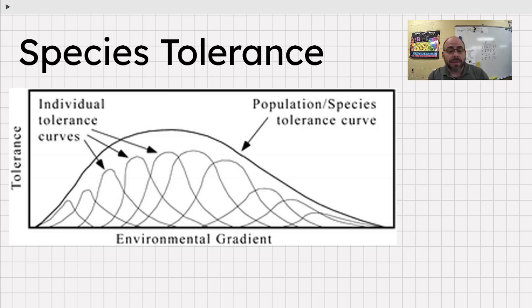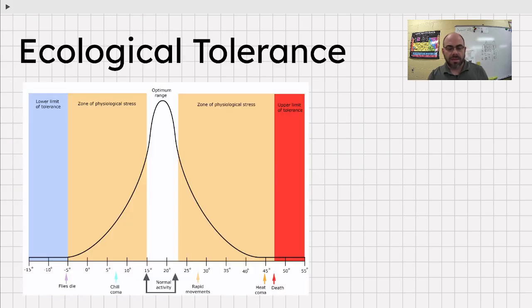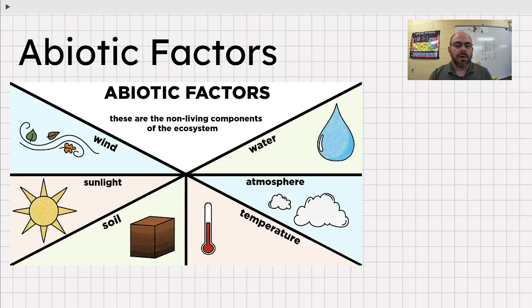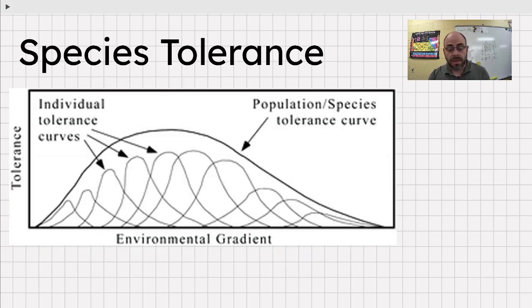This is what you expect to see, right? So the range of tolerance is going to look like this, whereas the optimal range is going to be at the highest bit of the curve, and of course then you have the zones of stress, and then you have the zones of intolerance on the outside of that based on this, right? And so that's going to be different depending on the stimulus that's being observed.